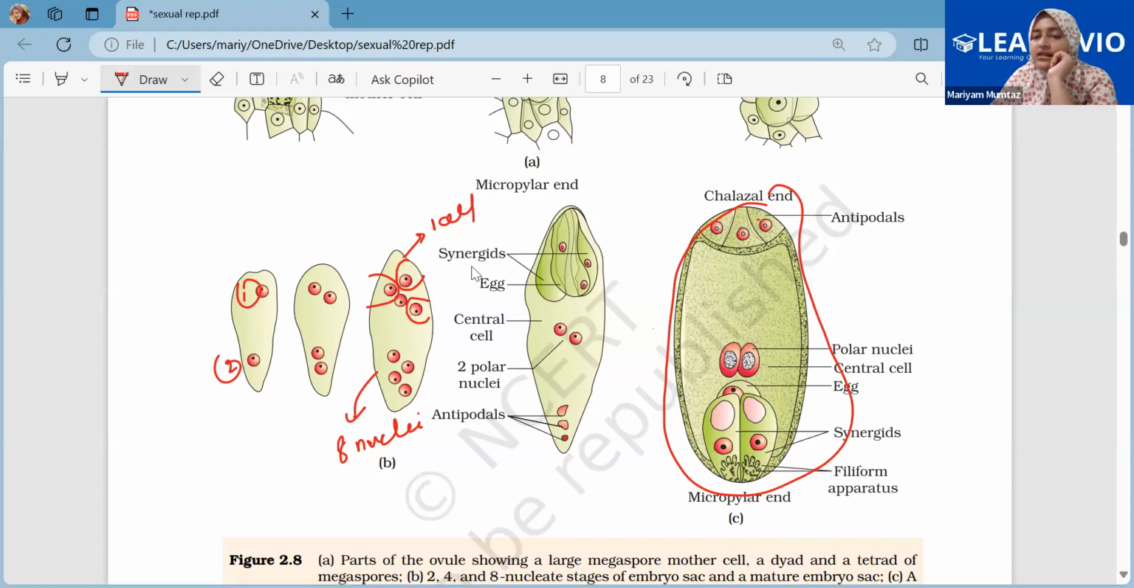So 3 of them are present at the chalazal pole, meaning the basal side, and those are known as the antipodal cells. They are surrounded by the cell wall, each of them individually. Then 3 of them are surrounded by the cell wall towards the micropyle end, towards the top end. And 2 of them do not get any cell wall, so they are present in the central cell, the main portion in the middle. So this is how the organization takes place in the female gametophyte. Clear?